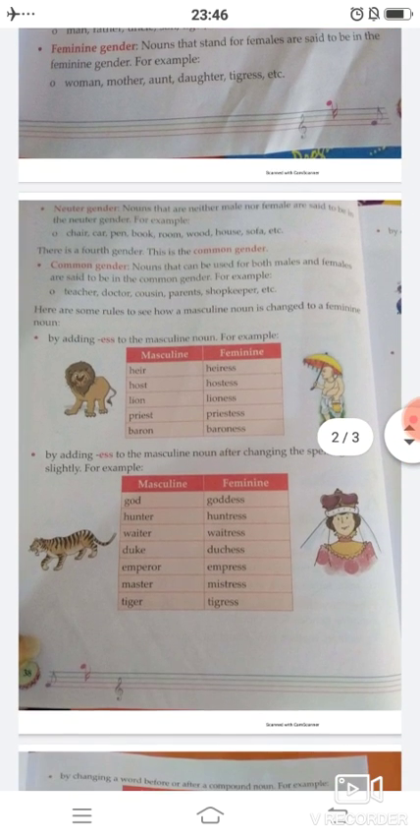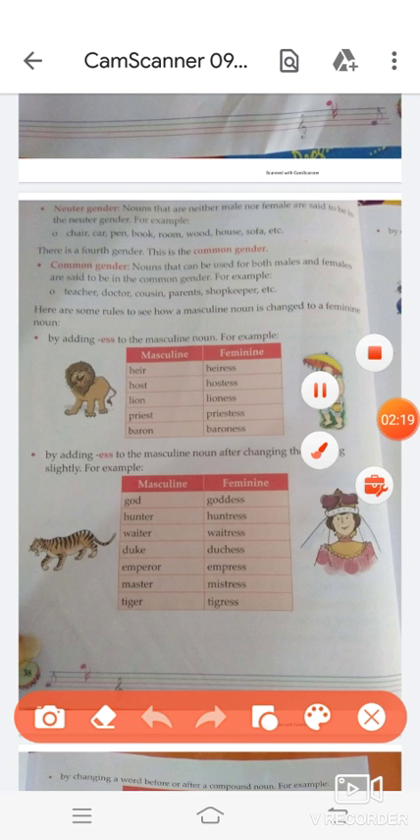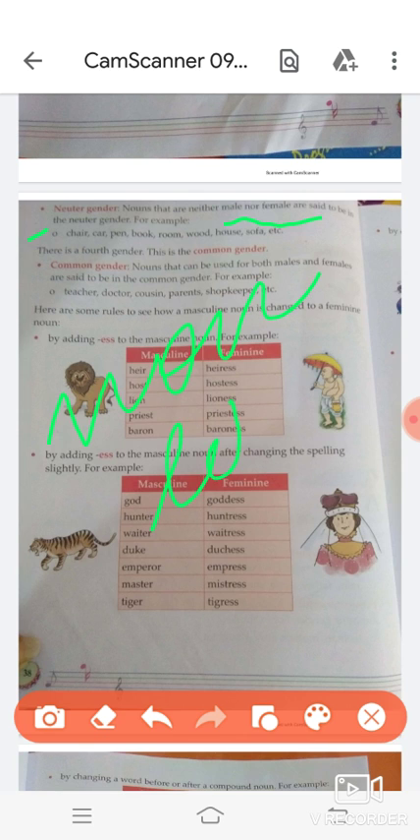Now come to the next. Next is neuter gender. So what is neuter gender, students? Nouns that are neither male nor female are said to be in the neuter gender. For example, chair, car, pen, book, room, wood, house, sofa, etc. Students, what is neuter gender? Nouns that are neither male nor female. It means non-living things. All the non-living things represent neuter gender.